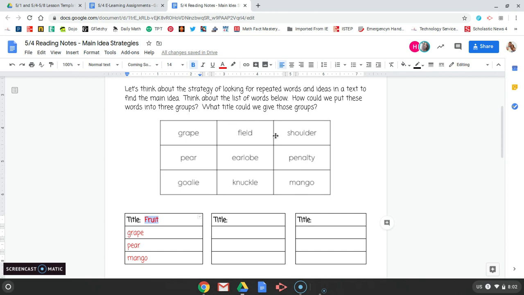But what really makes me think is this word field, because I know you could play field hockey, but typically we're thinking about soccer when we're thinking about those things together.